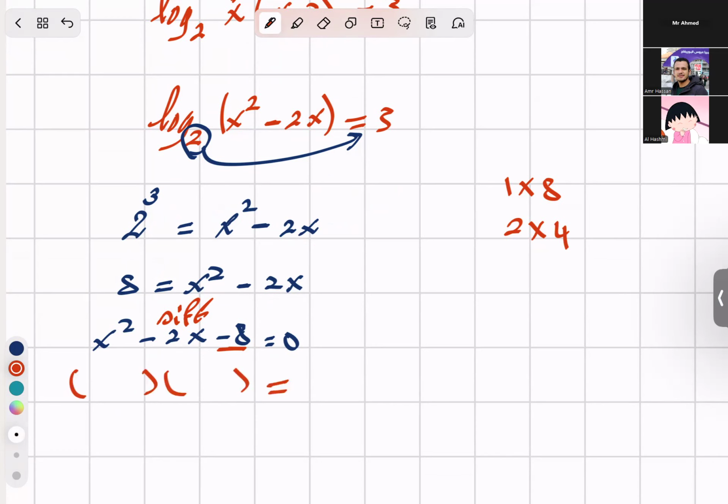No, wait, hold on, you have made a mistake. You have made a silly mistake. It's the opposite. Oh, the opposite, right? x minus 4 and x plus 2. Do you know why I picked 2 and 4?